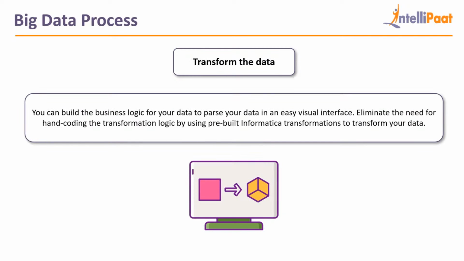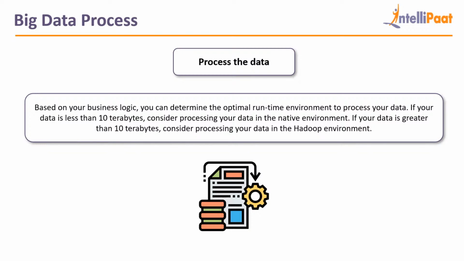Transform the data: you use business logic or transformations, basically default transformations available in the BDM tool, and use that to transform data. You eliminate the need for hand coding the transformation logic because Informatica already has pre-built transformations which you can just use, though you will have to know which particular transformation to use when, and once you know that and once you transform data, next you can process the data.